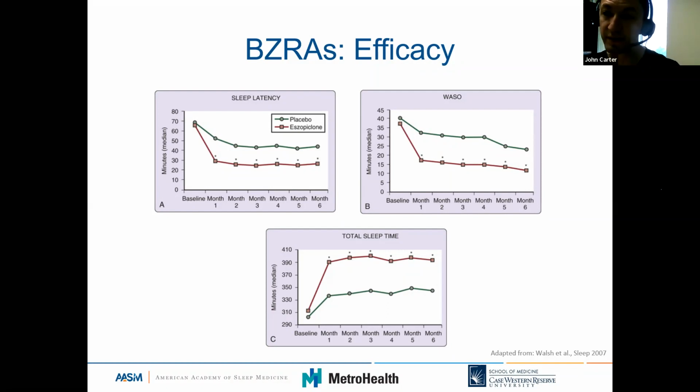And so the point being, you've got a real, significant, and durable benefit on multiple metrics of sleep quality. So improvements in sleep latency by about 20-ish minutes, reduction in wake after sleep onset by about 20 minutes, and an increase in total sleep time by about 50 to 55 minutes that's associated with eszopiclone.